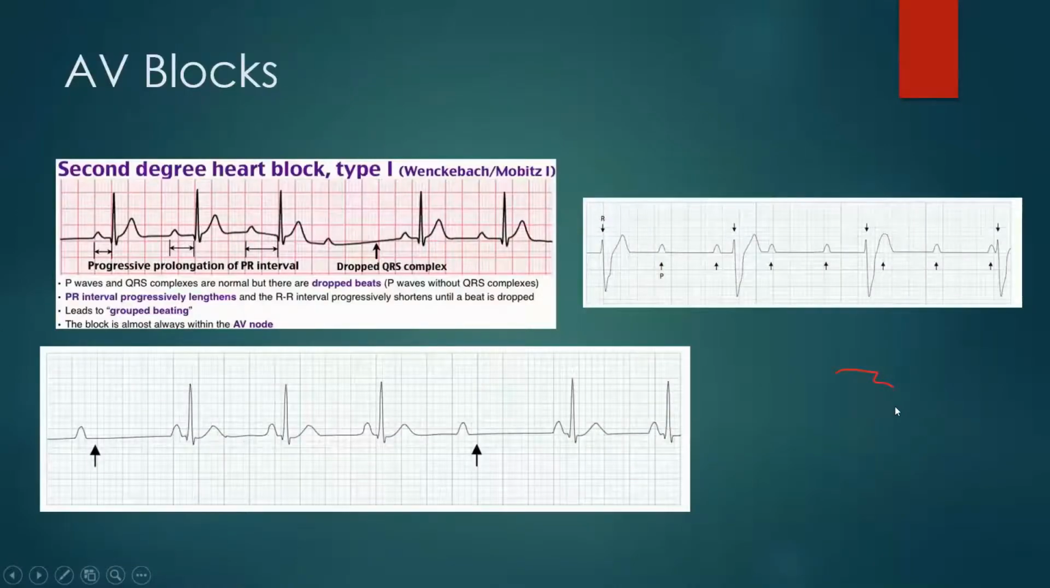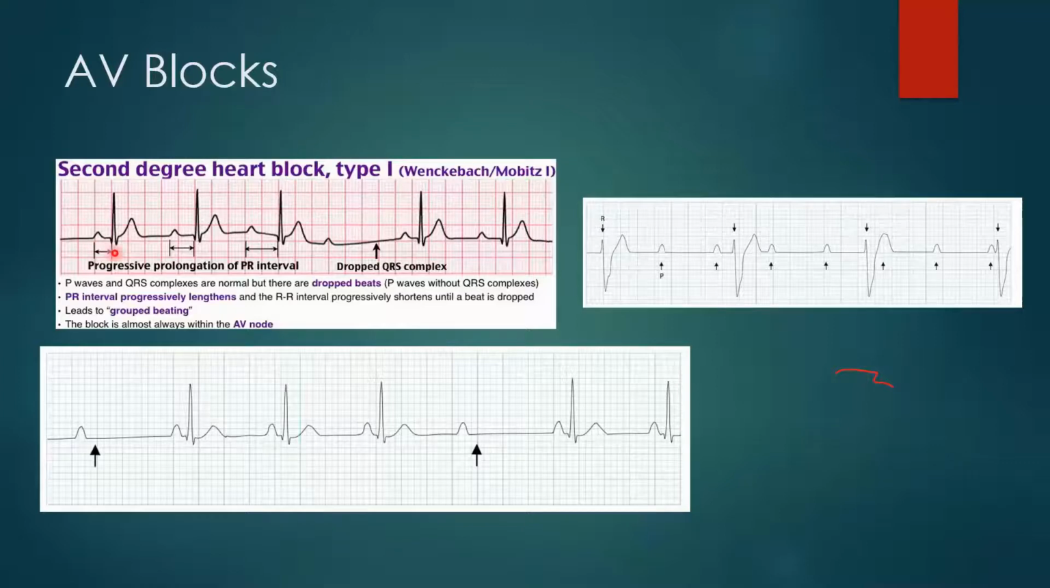Okay, AV blocks. You'll hear us refer to second-degree blocks. There are two types: type 1, or the Wenckebach, or Mobitz type 1, that's this one as it's labeled. Type 2 is down here, and it's just called Mobitz type 2, or second-degree type 2. So type 1 is typically an AV node issue. As you can see here, your PR interval starts to elongate.